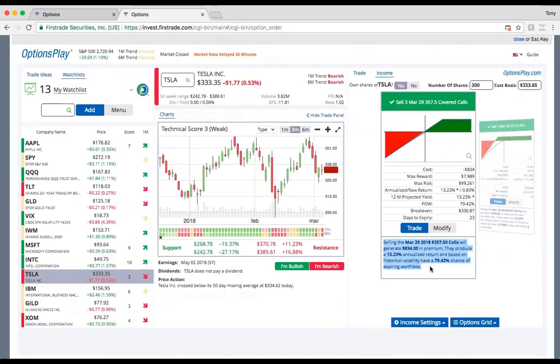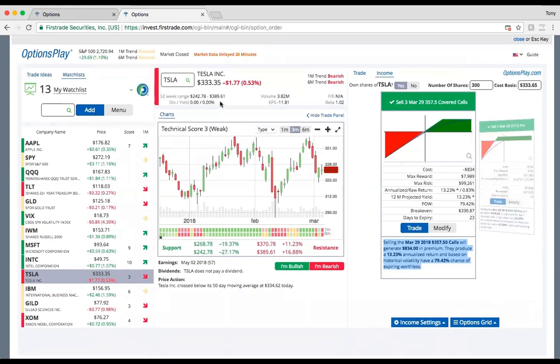So for those of you that are brand new and you're new to covered calls, this is one of the first strategies that you might want to start with. It explains to you in plain English. So selling the March 29th 357.5 calls will generate $834 in premium, worth $834 in income for you. They produce a 13% annualized return, and there's a 79% chance this call will expire worthless.